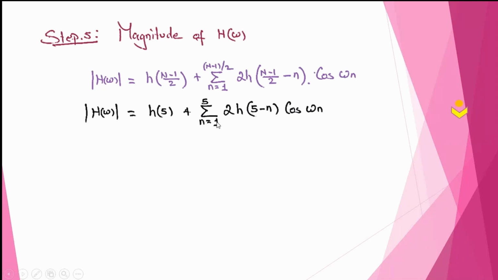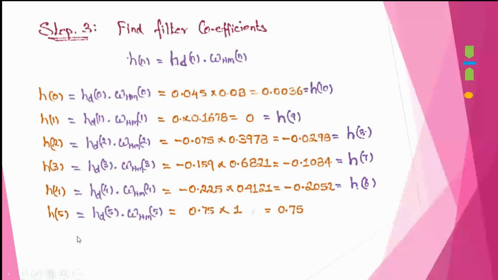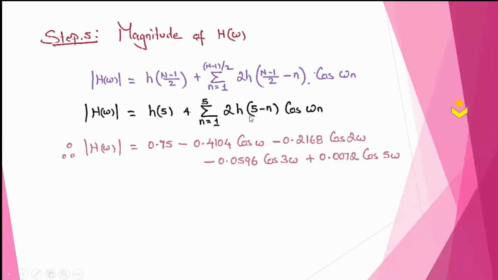Then we expand it up to the value 5. We get the values presented according to that expression, like H(5). Where do we get this value H(5)? We simply get the value from here, 0.75. Like that we expand here. So this is the magnitude of your H(omega). So far, these are the steps we discussed in the last classes.